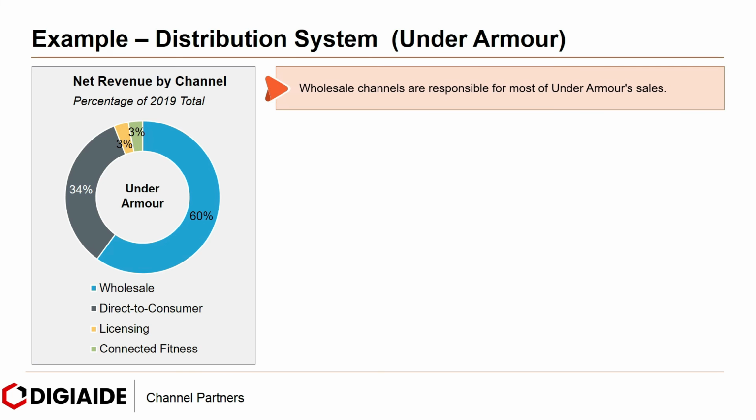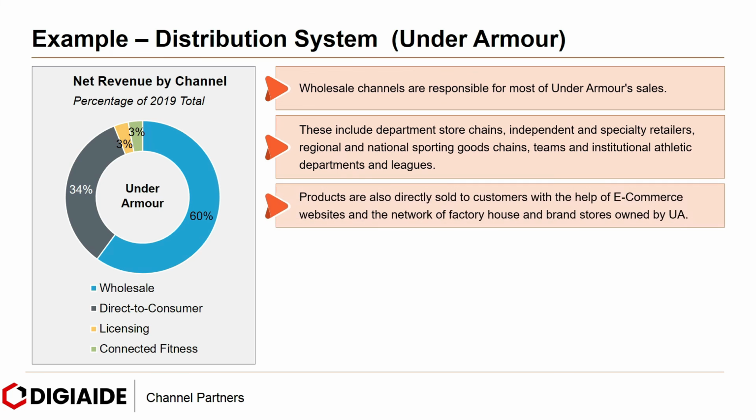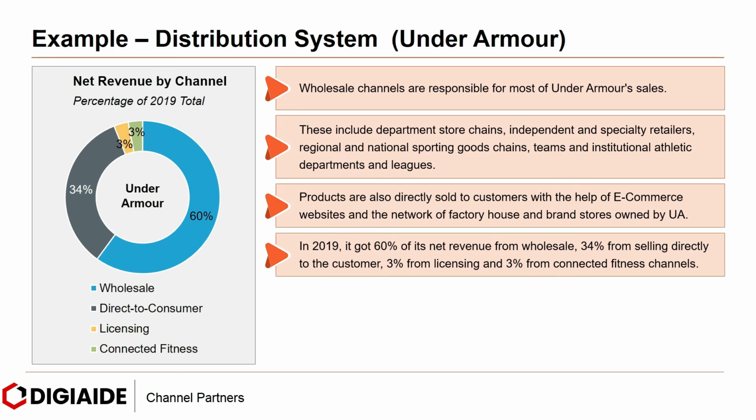The next example is the distribution system of Under Armour. By looking at the pie chart on the left, we can understand that the wholesale channel, as marked in blue, is responsible for most of Under Armour's sales. This includes supplying to department store chains, independent and specialty retailers, national sporting goods chains, teams, and institutional athletic departments and leagues. Products are also directly sold to customers with the help of e-commerce websites and a network of factory house and brand stores owned by Under Armour. This is marked in grey, accounting for 34%.